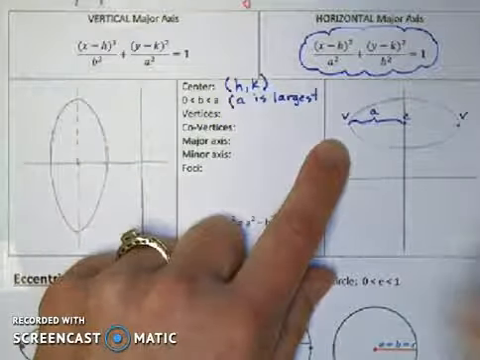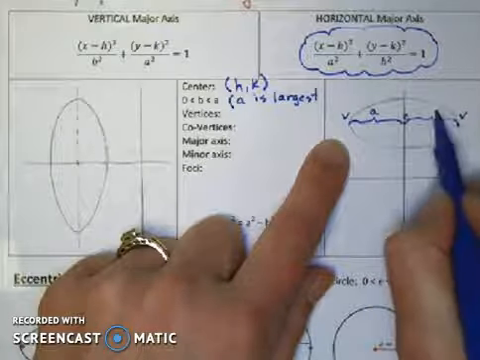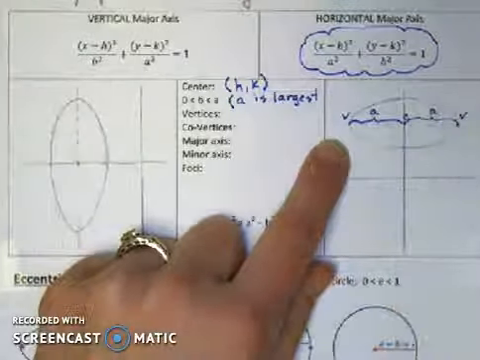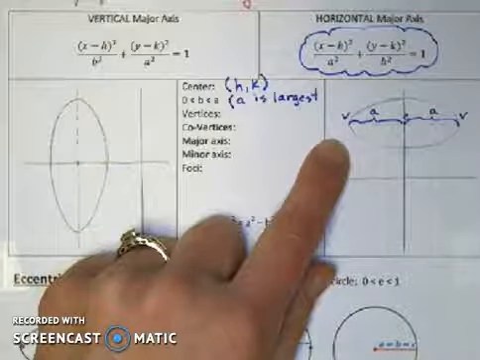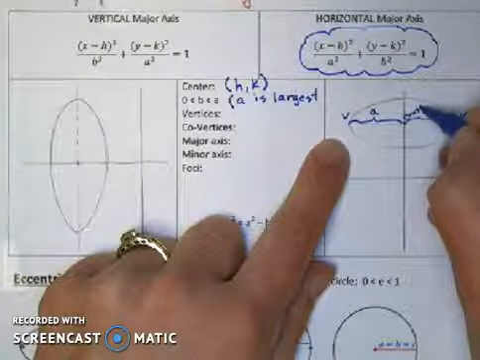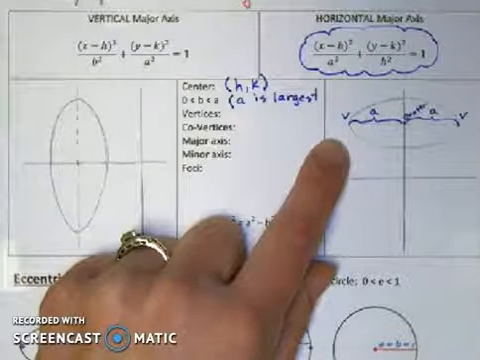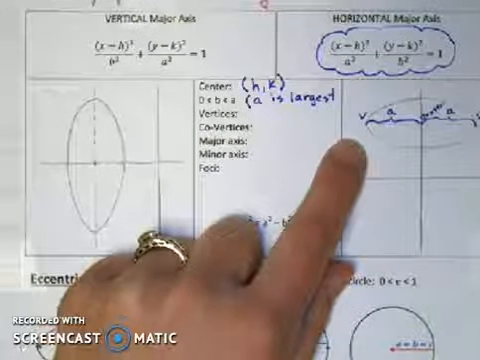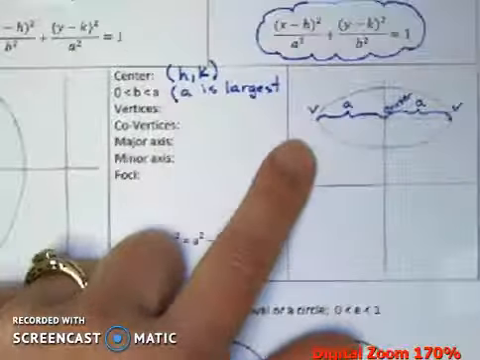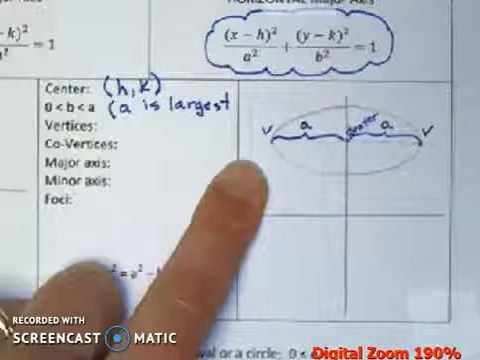This distance right here is A. Now I think what I'm going to do is write out the word center, because I don't want that C to be misinterpreted as the C distance to the focus. Let me see if I can zoom in here a little bit. There we go. That's a little bit easier to read.